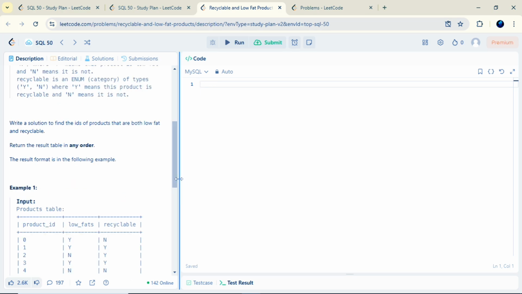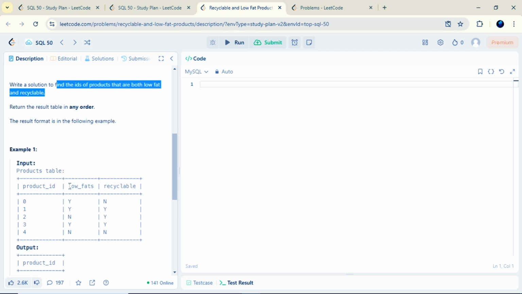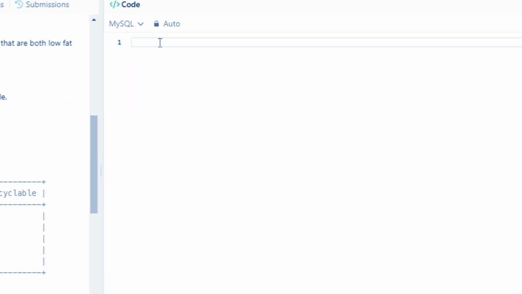Okay, before proceeding with the question, just understand it once. Here what we have to do is find the IDs of the products that are both low fat and recyclable. That means low fat should be Y and recyclable also should be Y. So like this, in this one, it is both Y for low fats and Y for recyclable. So let us write the query now.